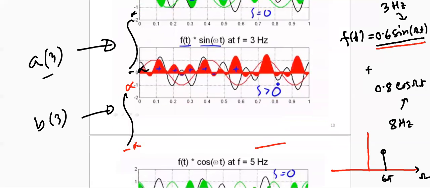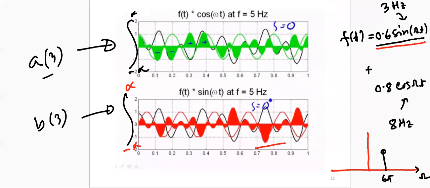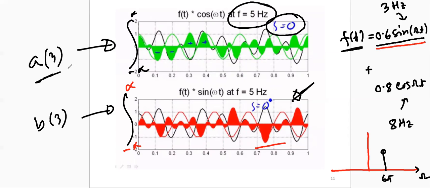If we move on and increase the frequency and choose 5 Hertz, we'll find that this summation gives almost 0. Just from an average calculation by eye, you can see it is very close to 0, and it is also true for this one. That is expected because in our unknown signal f(t) we don't have any 5 Hertz component, so there shouldn't be any match from the a portion or from the b portion.